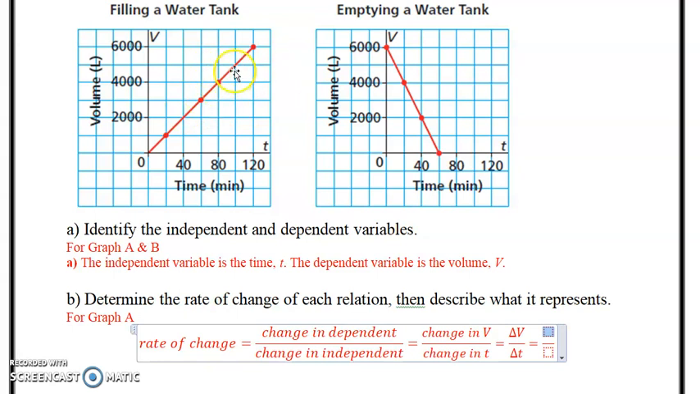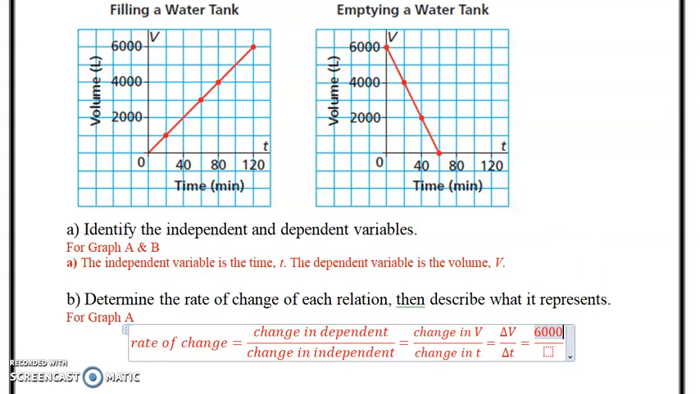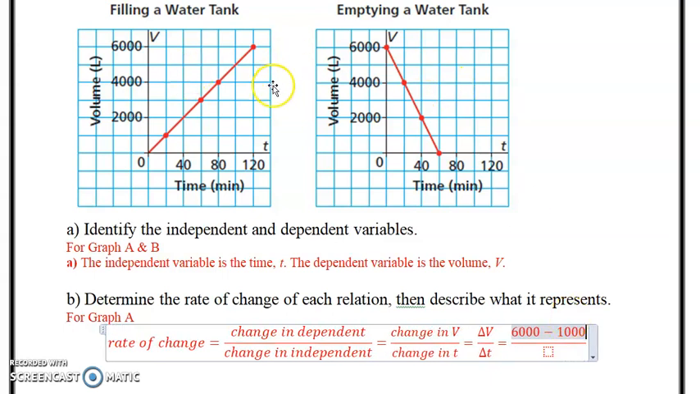So you can pick any 2 points on here. It does not make a difference what point you pick, because it's linear. You can pick the first one and the last one, or the middle ones, it doesn't make a difference. I'll pick this one here, which is 20 and 1,000, and then I'll pick 6,000. So I'll do the 6,000 minus the 1,000. Then you have to pick the corresponding times, obviously. The corresponding time to 6,000 was 120, and the corresponding time to 1,000 was 20 minutes.